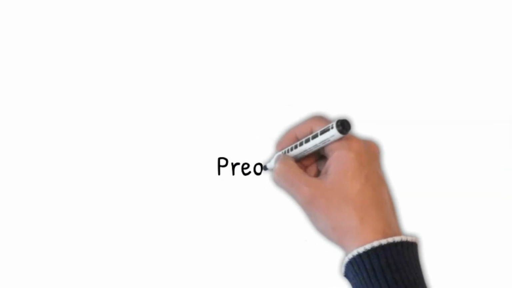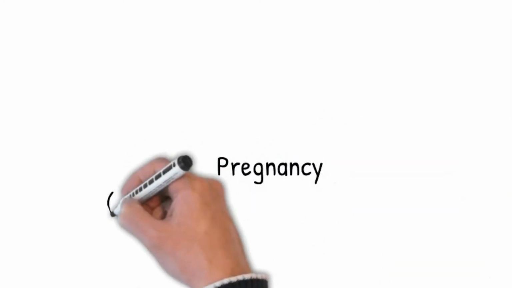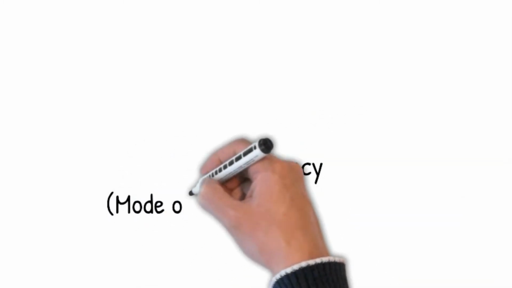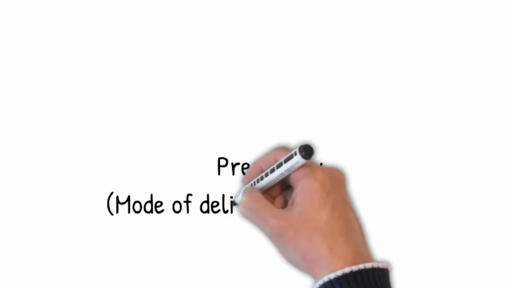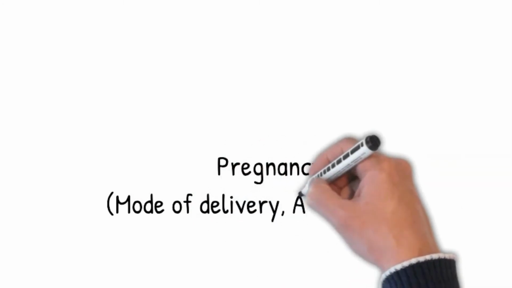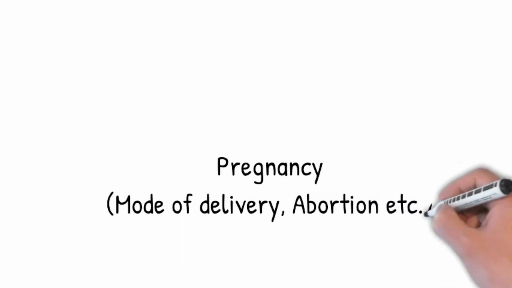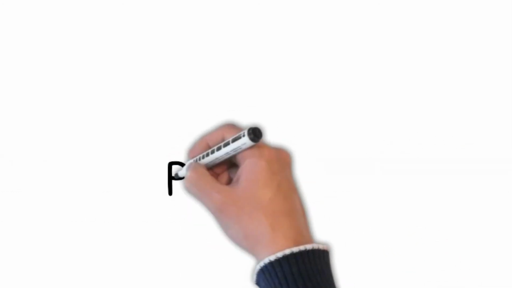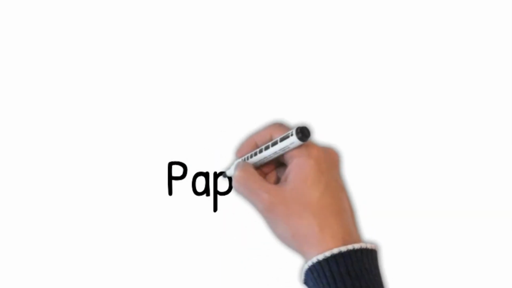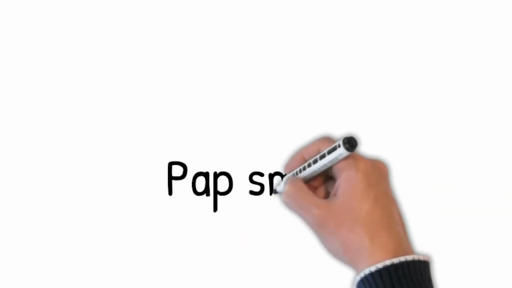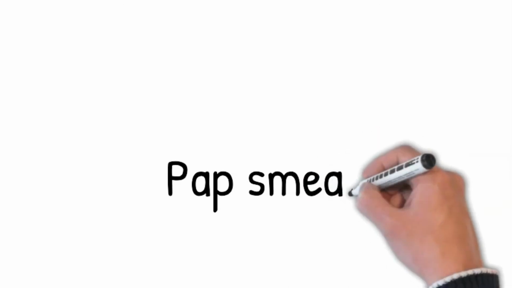Pregnancy. If she is sexually active, then ask, have you ever been pregnant? Duration of pregnancy? Mode of delivery? How many children do you have? Any miscarriage or abortion? Any complications before, during, or after pregnancy? Pap smear. When did you have your last pap smear? What was the report? Was it normal? If it is abnormal, have you booked an appointment with your GP?